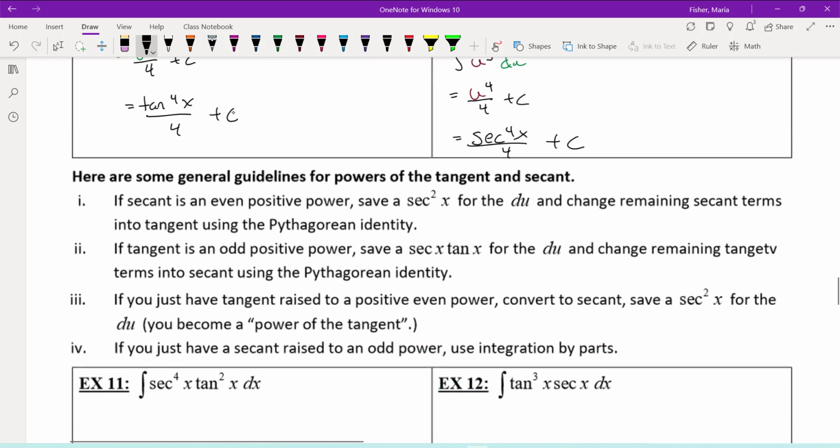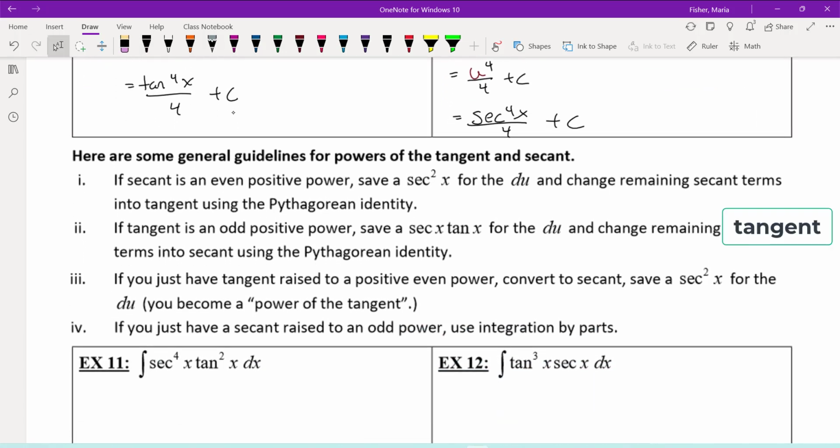Now, here are some general guidelines for powers of the tangent and the secant. And the reason that they're general guidelines is that sometimes none of this is going to work and you're just going to have to do something completely different. And we're going to look at that in examples 14 and 15.